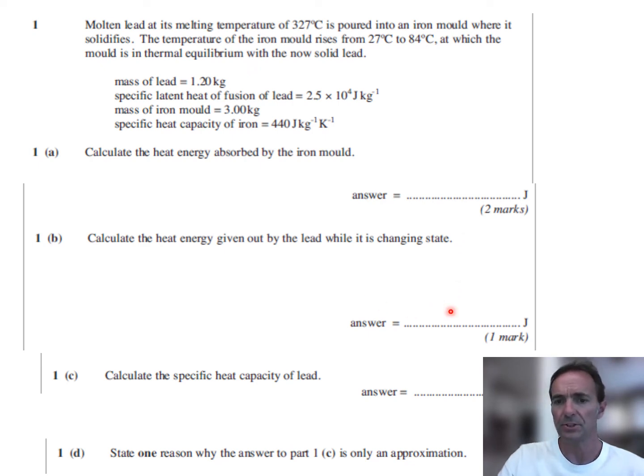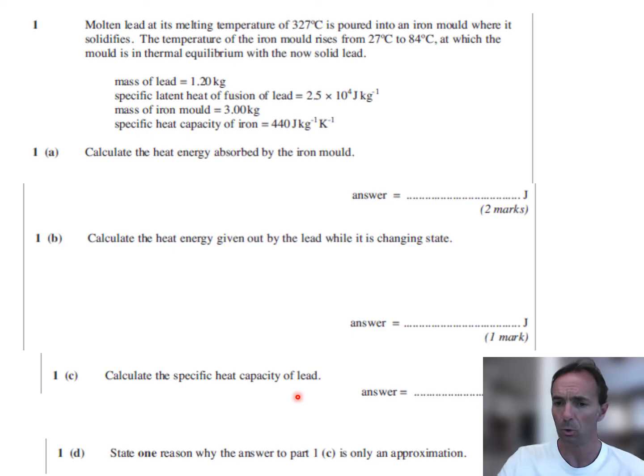Right, now this number here, of course, will be significantly smaller than this number here, because the difference between these two numbers is how much energy the lead has given to the iron for it to be able to be cooled down from 327 to 84, because it hasn't changed temperature yet. Specific capacity of lead. Notice there is absolutely no clues whatsoever given.